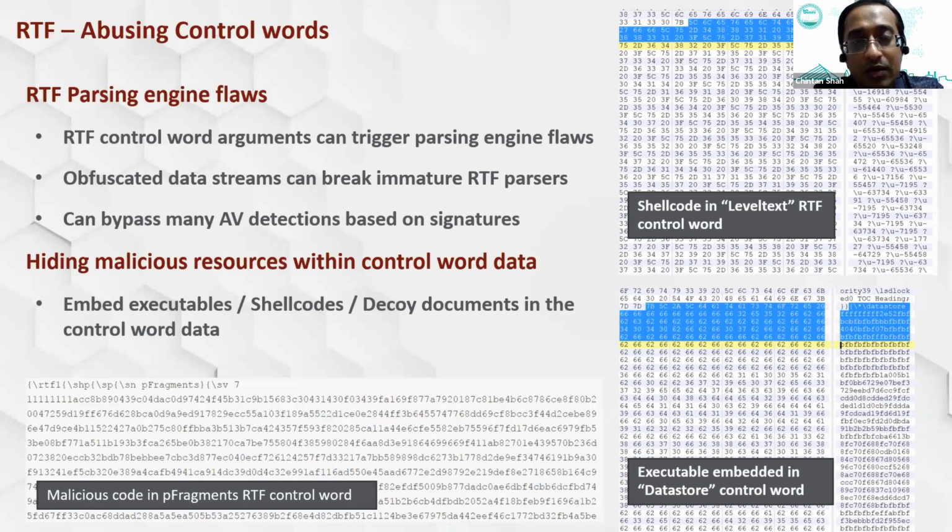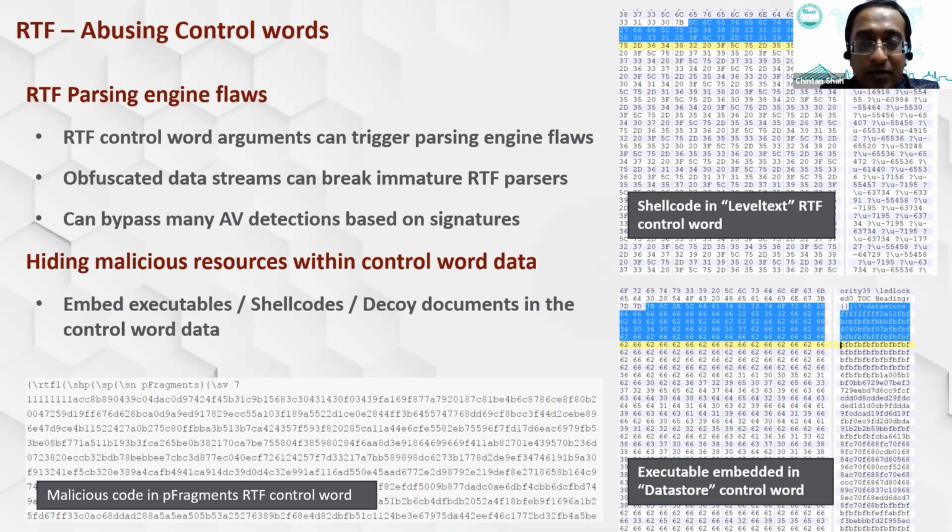So here are a couple of examples where attackers have been abusing the control words. If you see on the right side, both of these control words, for instance, the level text control word as well as the data store control word, have been abused to either embed a shellcode or embed an executable within that. And if you see the bottom, another control word, the RTF pre-fragments, has been used to embed a shellcode as well. Many of these control words, in fact, have been used. I've just quoted a few examples here, but this is what attackers can do with the RTF control words.